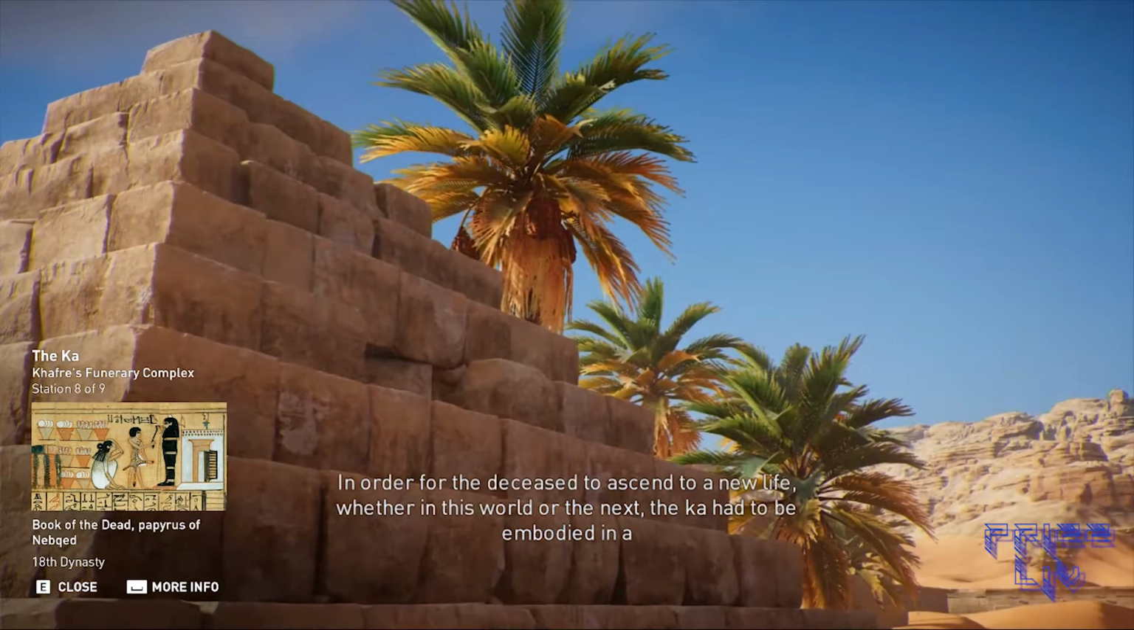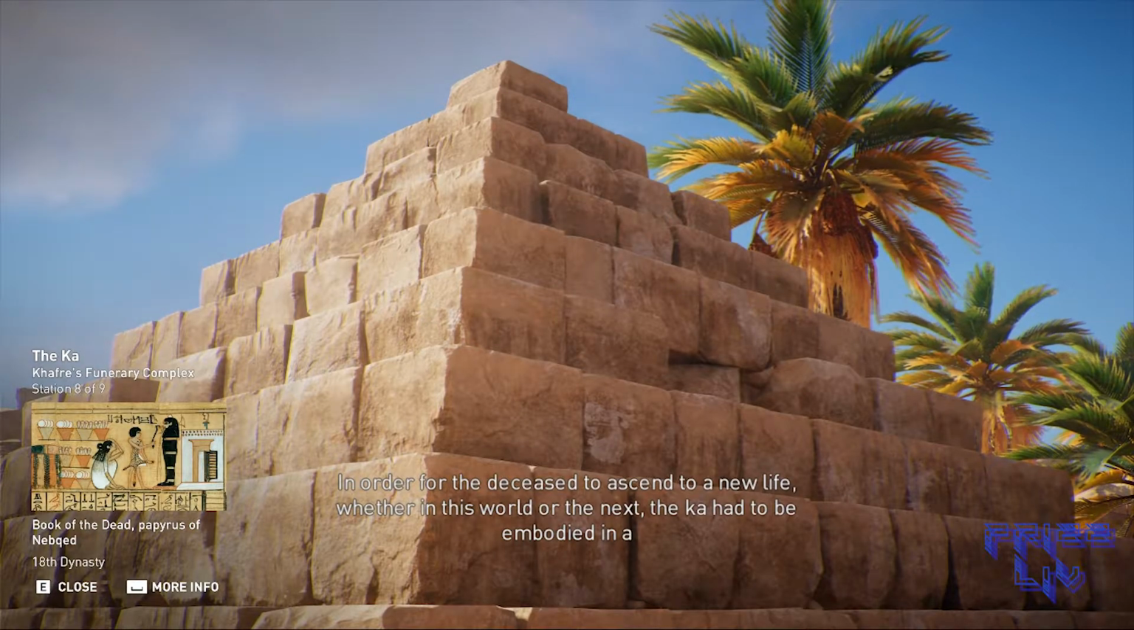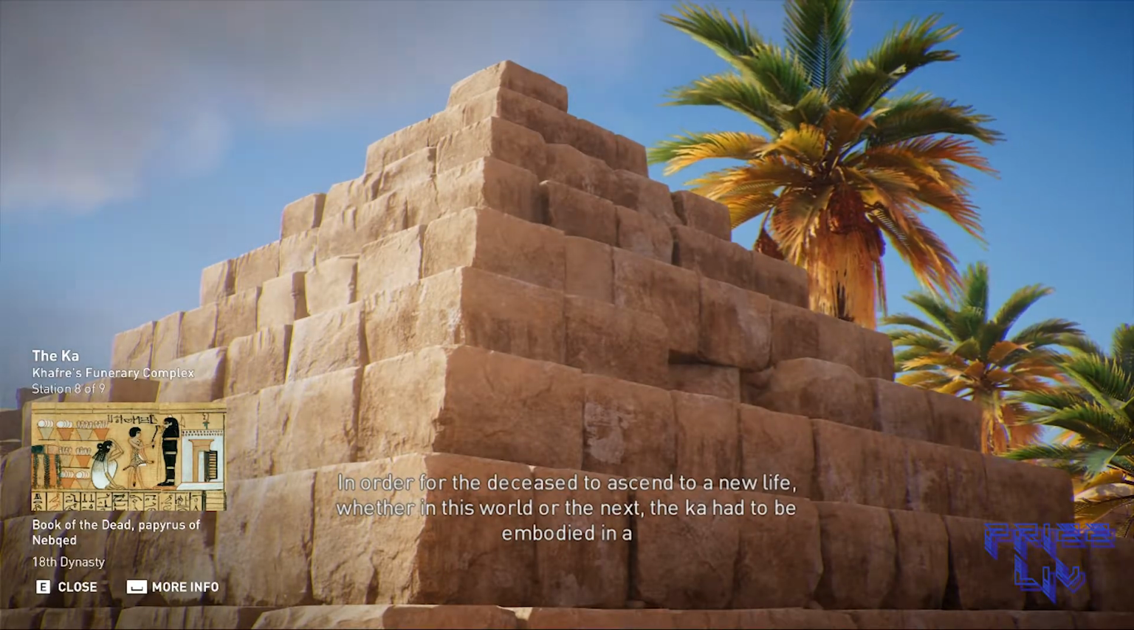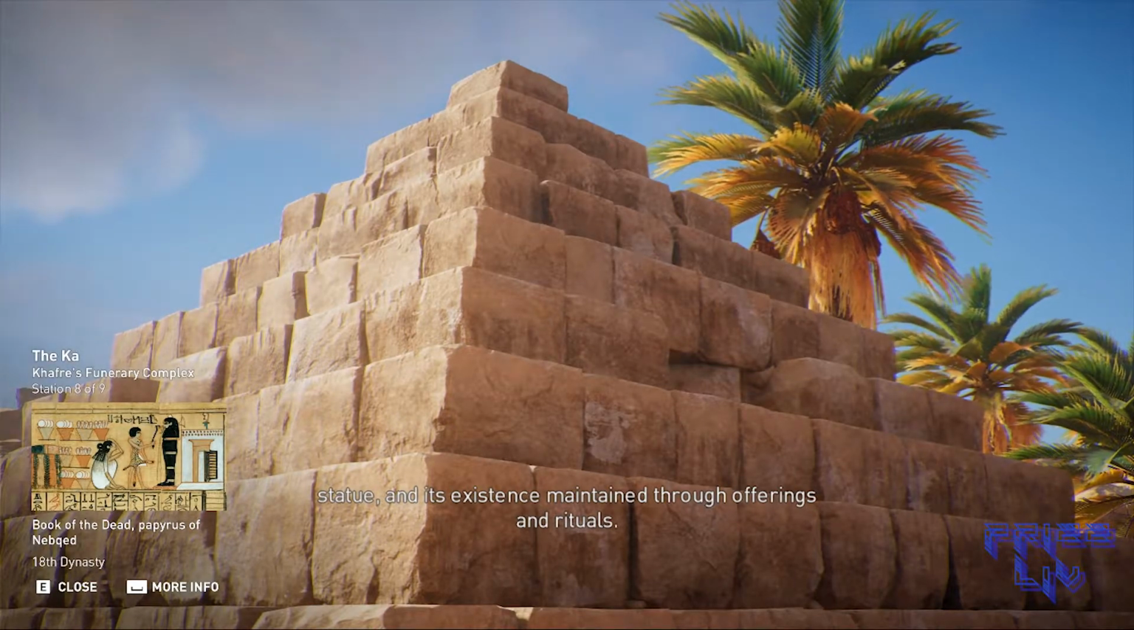In order for the deceased to ascend to a new life, whether in this world or the next, the ka had to be embodied in a statue, and its existence maintained through offerings and rituals.